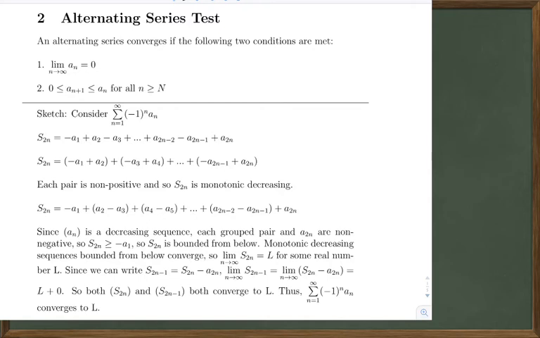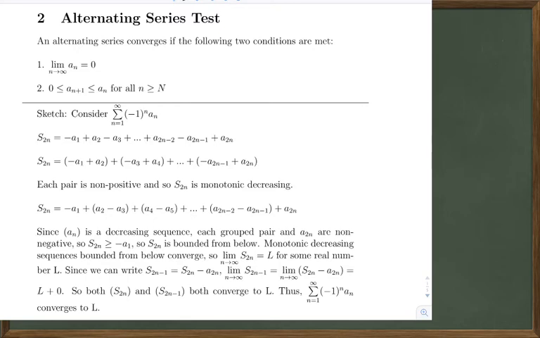And so we have a theorem that talks about monotonic and bounded sequences. Specifically, monotonic decreasing and bounded from below will converge. So we're only looking at the evens, so the limit as n goes to infinity of s_2n, because of that theorem, we'll call its limit L for some real number L.